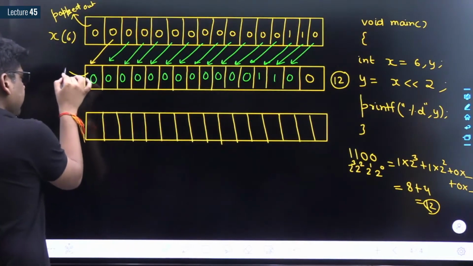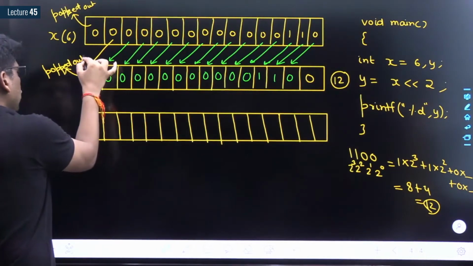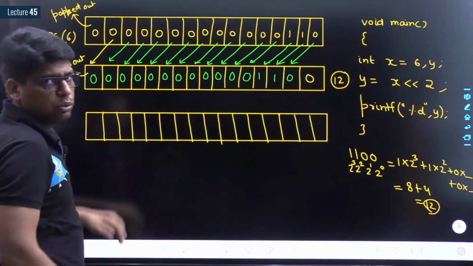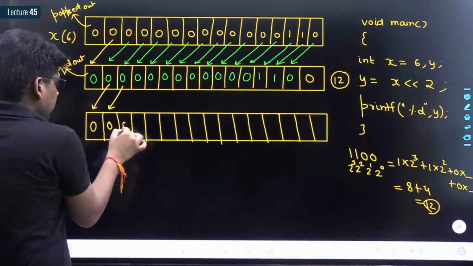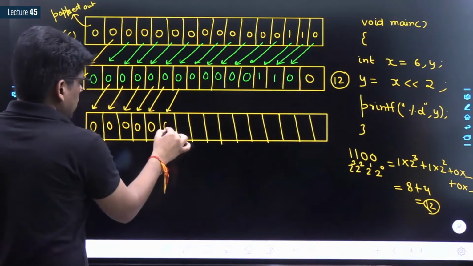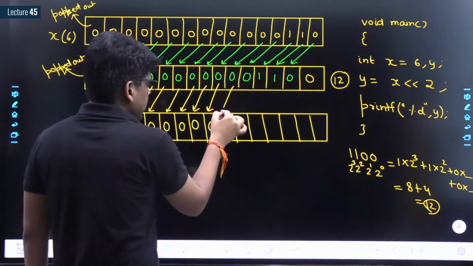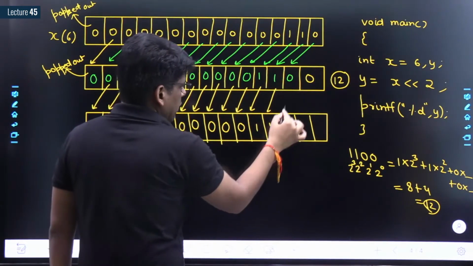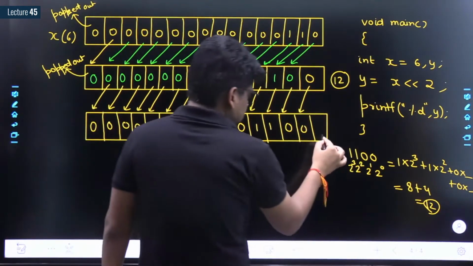Sir, again, when we shift it one more time, this bit will be popped out. Sure, sir. And each subsequent bit will be shifted to one position to the left. That means this bit will be shifted here. This bit will be shifted here. Okay. These all our bits are shifted by one position to the left. 1, 1, 0, 0. Sir, empty space is there.